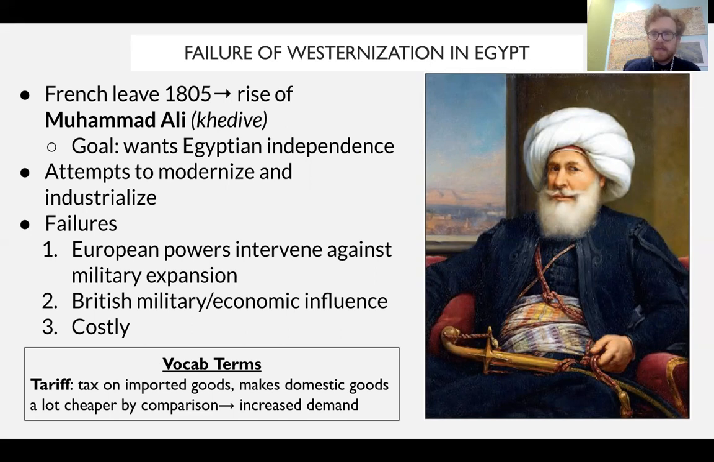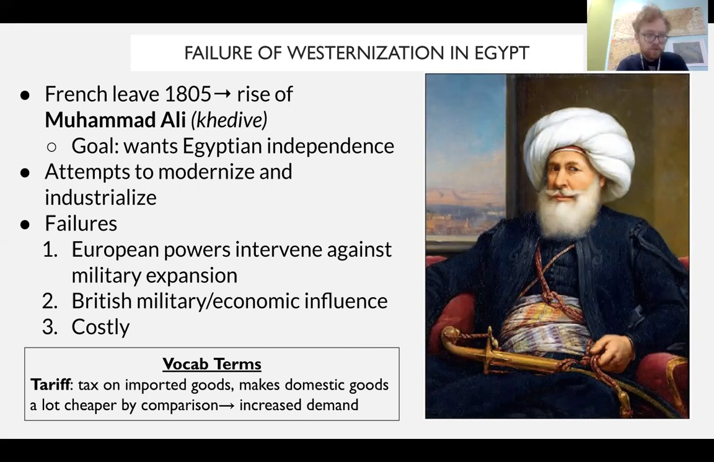Well, after the French leave in 1805, the viceroy of Egypt, or the Khedive of Egypt, a dude by the name of Muhammad Ali, this bearded dude right here, he wants to establish Egyptian independence. He has ambitions to create his own empire, essentially, free from the Ottomans. So Muhammad Ali wants to modernize Egypt. He wants to prevent invasions by not only the Ottomans, but European powers as well. So he wants to modernize and industrialize.